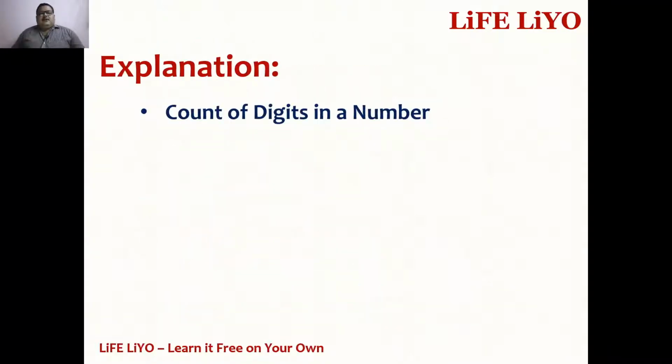First one, count of digits in a number. So what is the count of digits in a number? For example, if I take 946, it is a number. So how many digits are there in this number? Ones place, tens place, hundreds place. So total how many digits? 3 digits. This is the answer we have to get. So how can we do it? Let us try in the program.